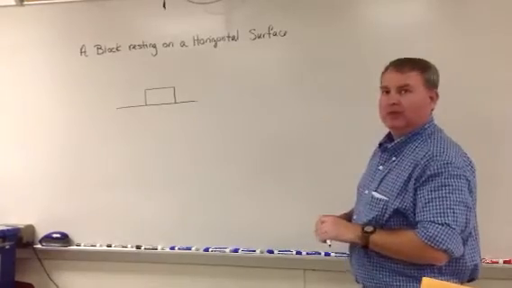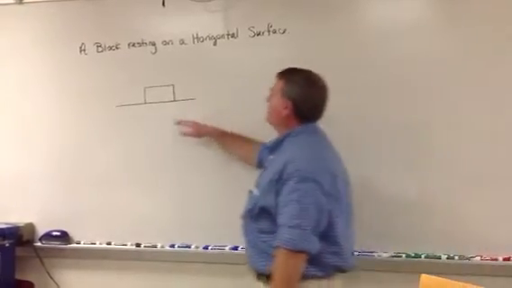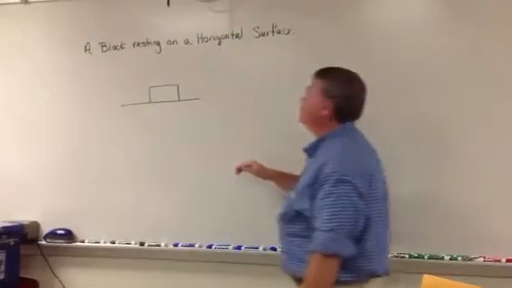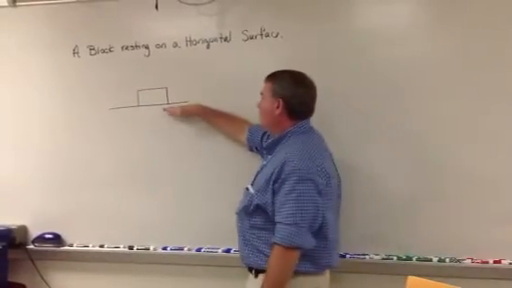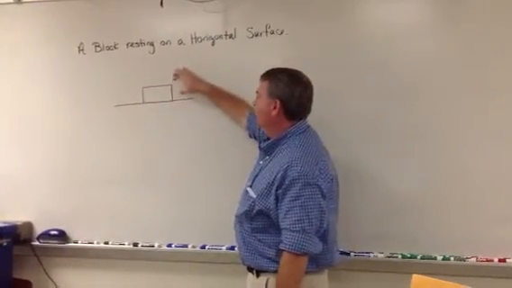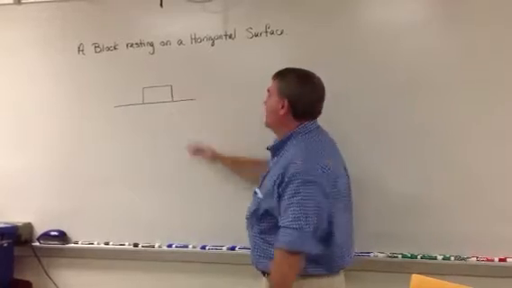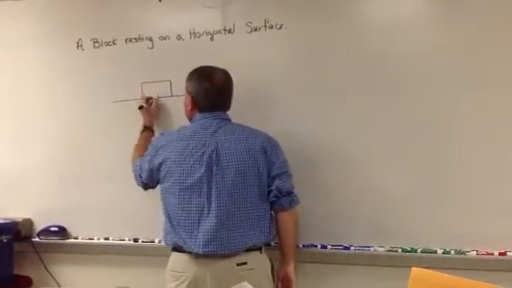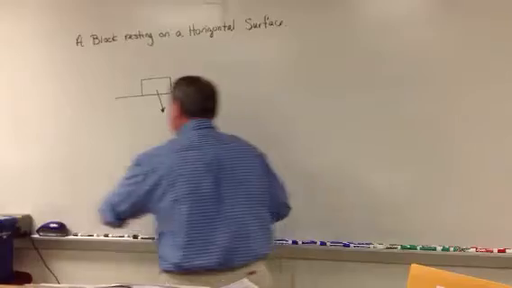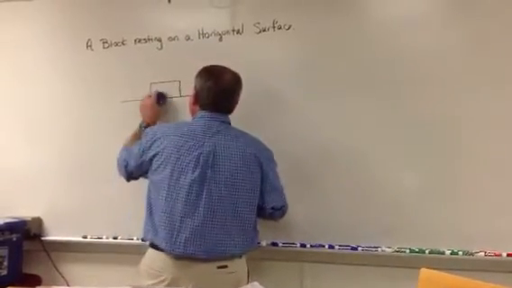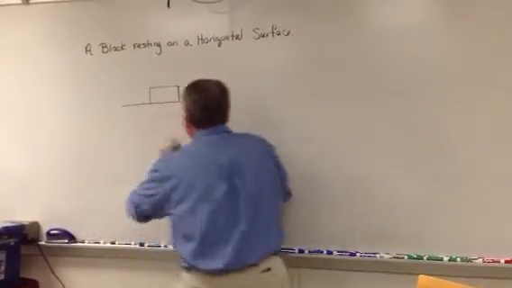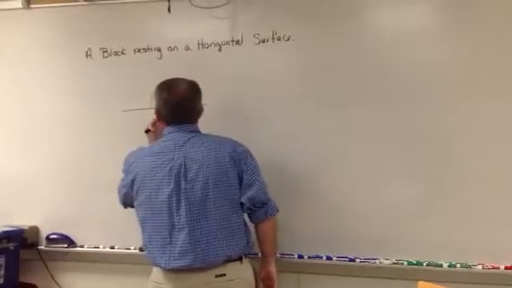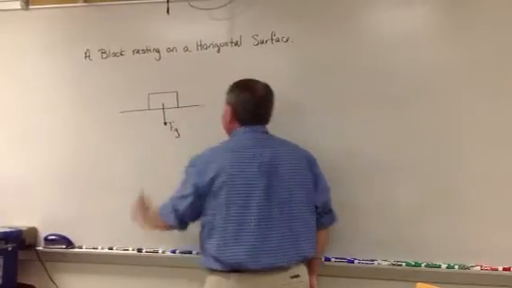Okay, let's look at the simple case of a block resting on a horizontal surface. This is a horizontal surface like a table, and this is the block resting on the table. Gravity is acting downward on the block, and we always represent that straight down with an arrow as the force due to gravity.